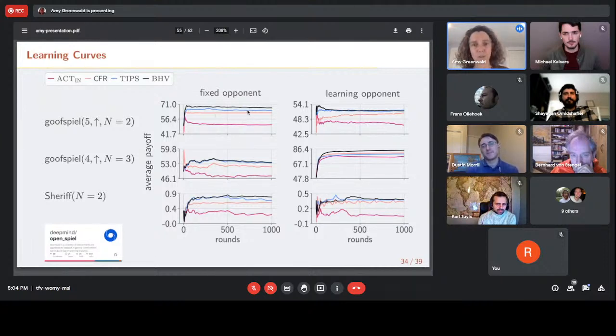I mean, they show that tips is doing nearly as well as behavioral, and also that CFR is pretty darn strong. We also did this in a learning setting where we played kind of a round robin setup against a variety of, all the other types of learners.